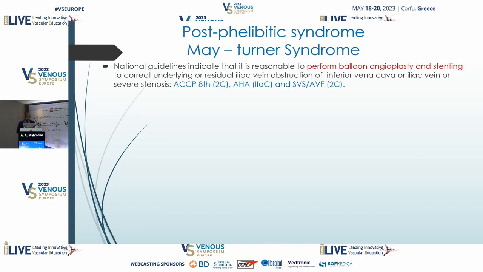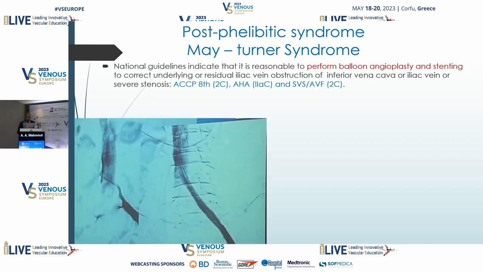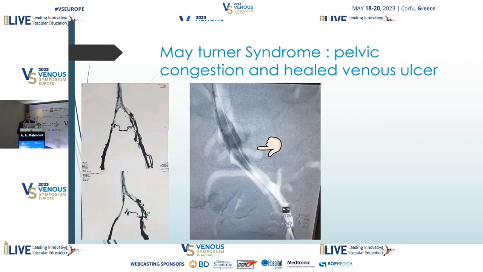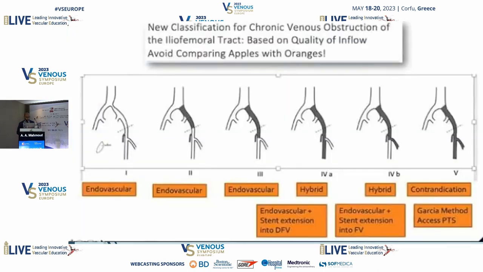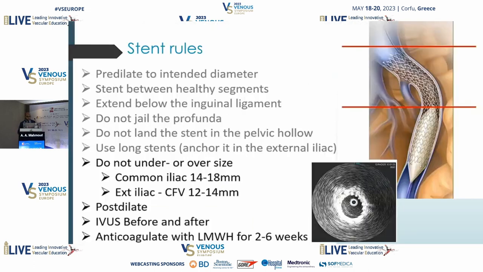The second level is post-thrombotic or May-Turner syndrome, and national guidelines indicate performing balloon angioplasty and stent. This is a case of May-Turner presented with pelvic congestion and healed venous ulcer after correction of the lesion. Post-thrombotic, according to the classification, endovascular management is for class 1, 2, 3, 4A, hybrid 4B, or endovascular stent extension into the femoral or profunda femoris, and type 5 is a contraindication. And stent rules, everyone knows about it.